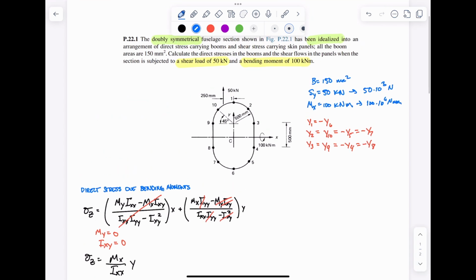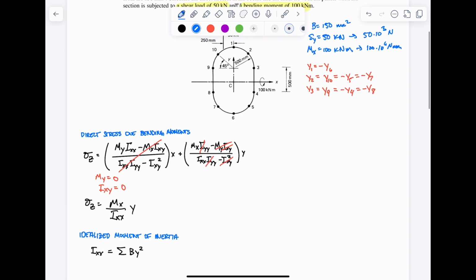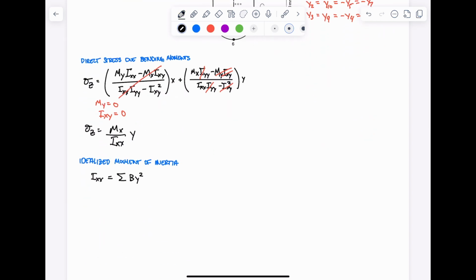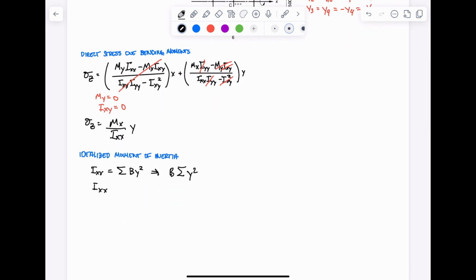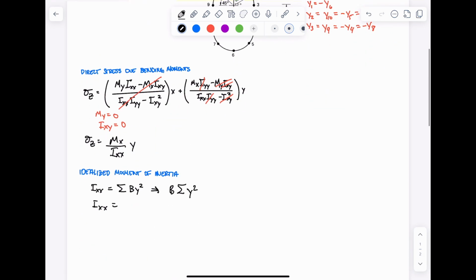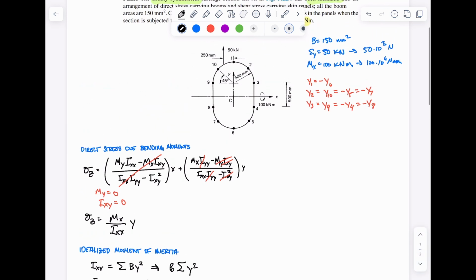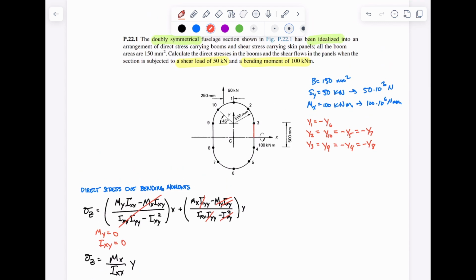We also know that all the boom areas are the same. So we can factor out the boom area, which will mean boom area times the sum of y squared. So let's plug in what we got. Ixx is equal to boom area, which is 150 millimeters squared, and then we have to multiply by y squared. So let's solve for y. We know that the distance from boom 3 to the centroid is half of 500, which is 250.